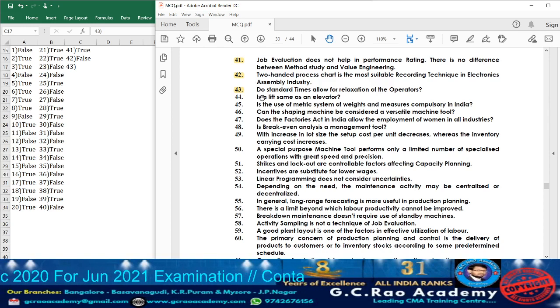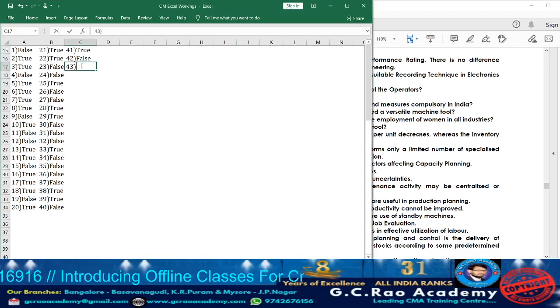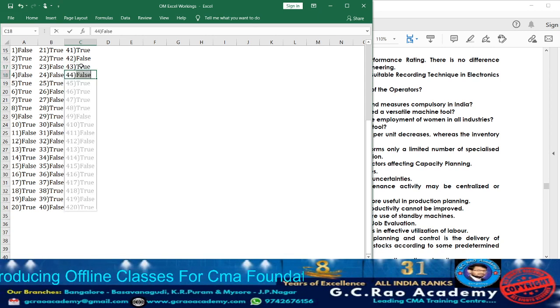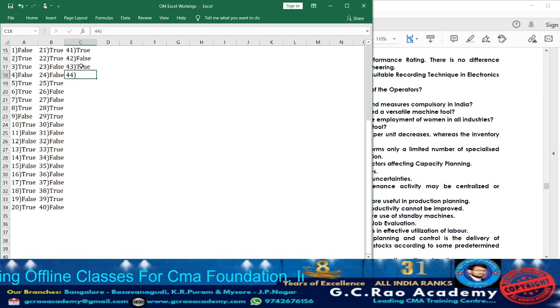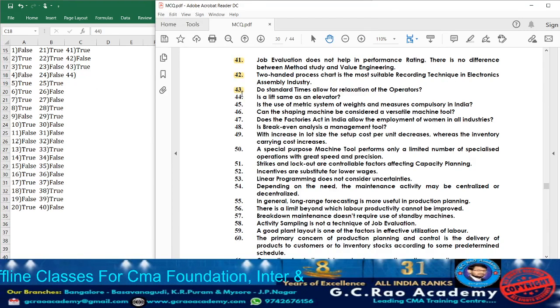What are they telling? Do standard times allow for relaxation of the operators? Yes, when the standard times are available, automatically the operators will know how much time will be required to complete the job. Some estimated time will be known, so accordingly it is going to provide some relaxation to the operator. So the statement 43, whatever they have given, is true. Now moving on to statement 44.